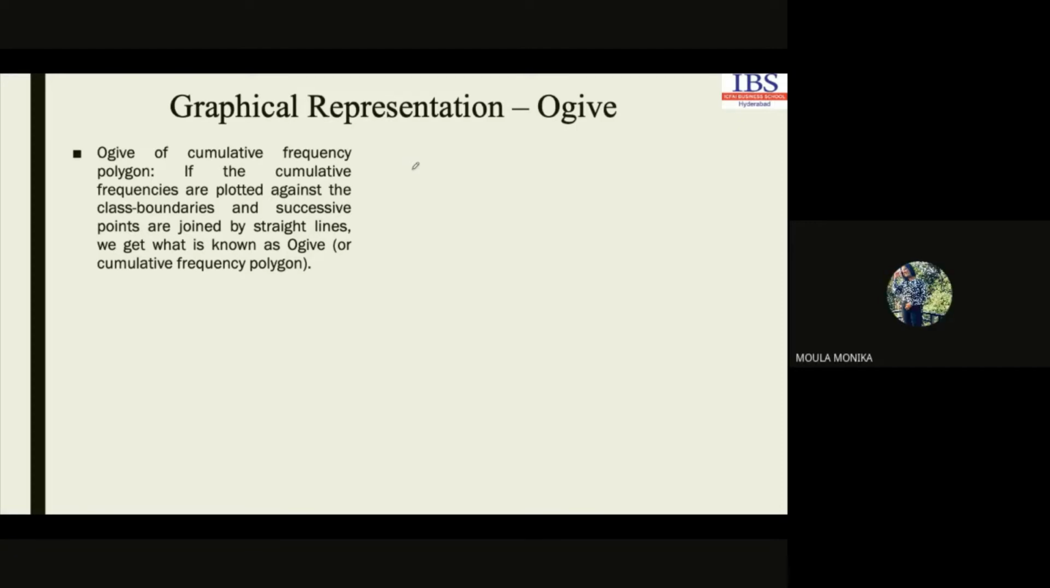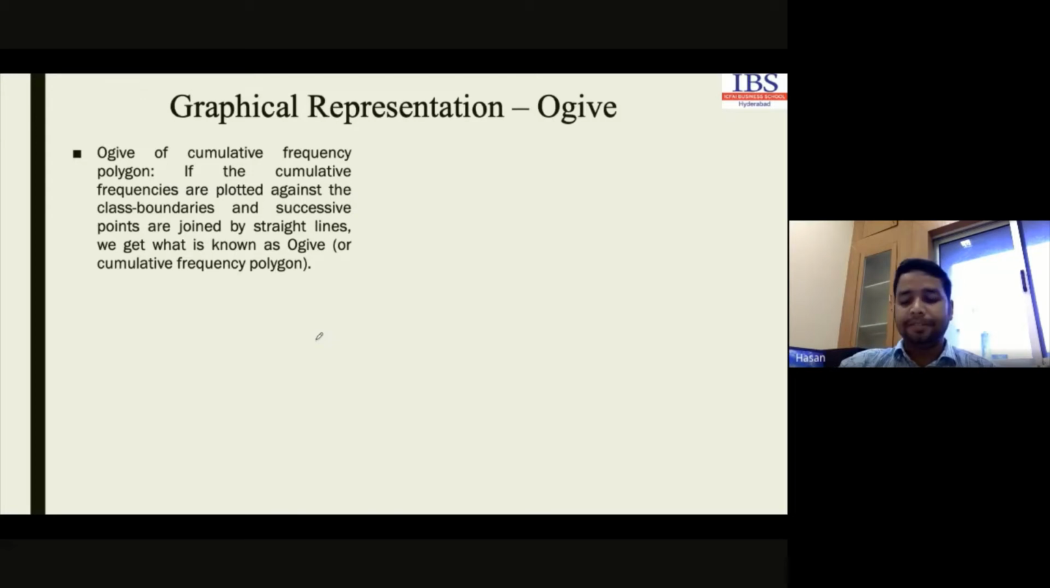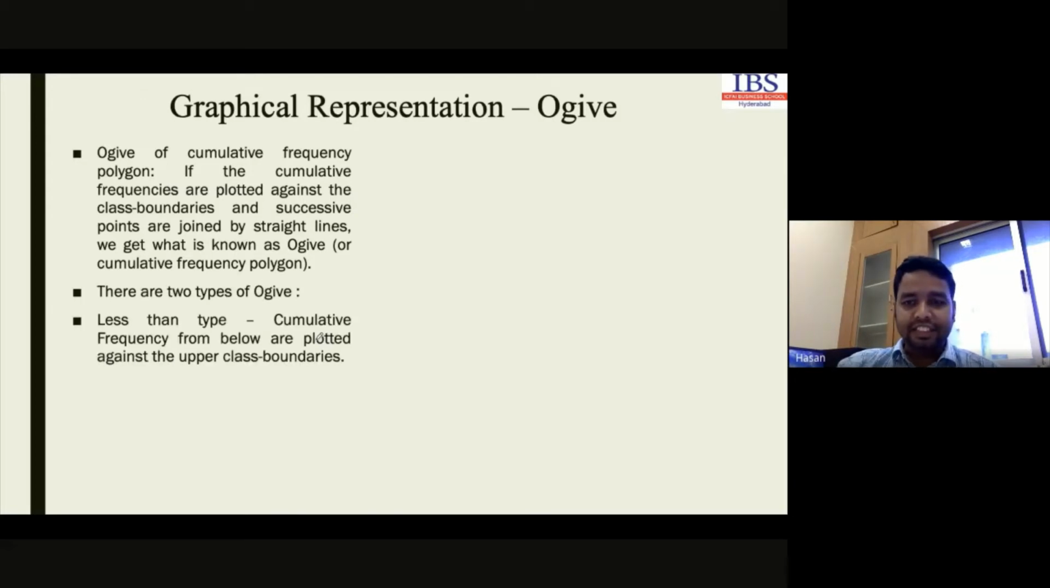Okay, good. So let's see. We have already discussed that we have two different types of cumulative frequency: less than type and greater than type. Can you remember this one? Now if we plot the less than type cumulative frequency in the curve, then it will form the less than type ogive. If we plot the greater than type cumulative frequency, then it will form the greater than type ogive. So based on the cumulative frequency, we may have two different types of ogive, right?